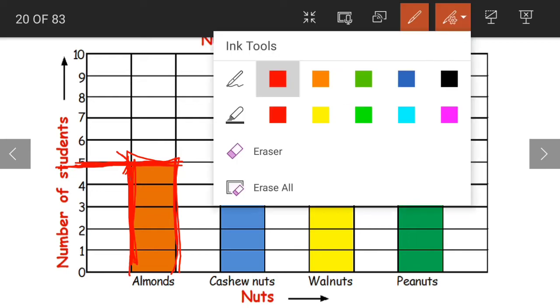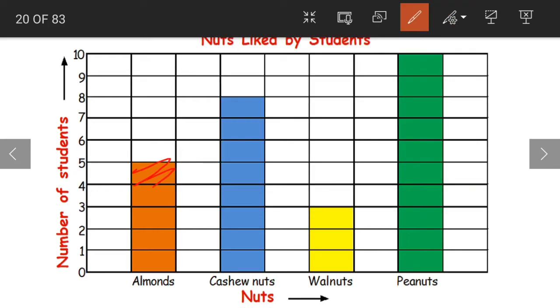Till 5. You have to draw the bar or color the bar till 5. Understood, children? Now this bar is of certain width. Yes, 1 centimeter. Here how much did we take? 1 centimeter width. So 1 centimeter width you have to draw the bar. As 5 students like almonds, you have to fill it up only till 5.